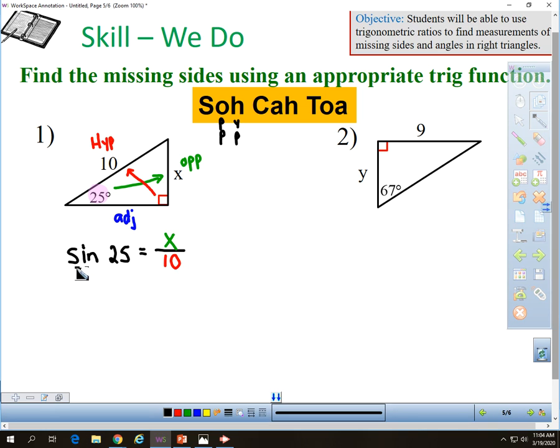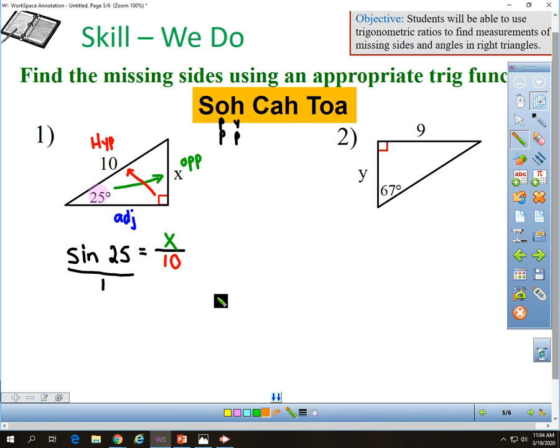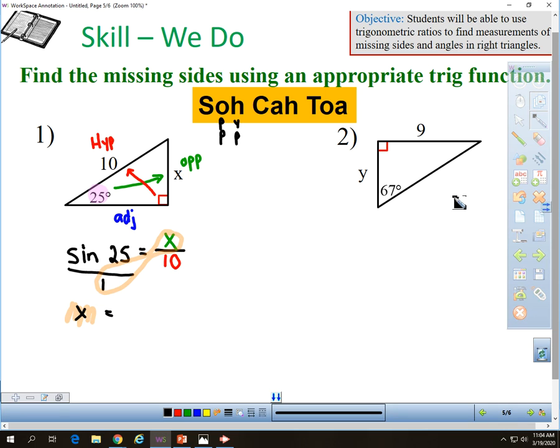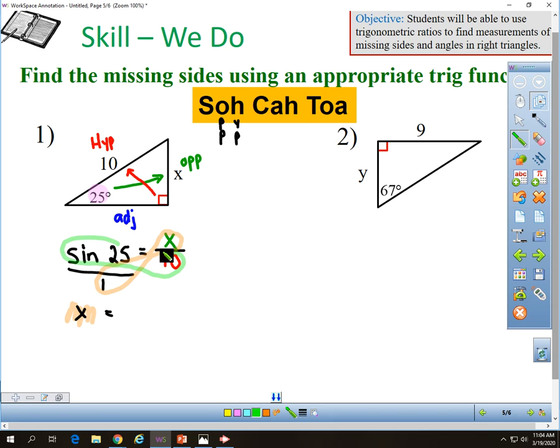We are going to be using the cross multiply technique. In order to do that, we put a 1 under sine 25. After doing that, we are able to cross multiply. So I'll multiply x times 1, and that is going to give me x. This is going to be equal to, and we cross multiply the sine 25 times 10, and that's going to be going on the right hand side of our equation. We write down the 10 first. 10 times sine of 25.